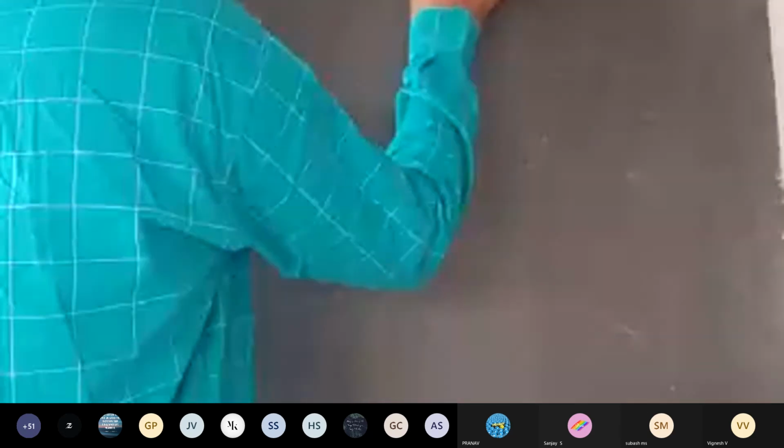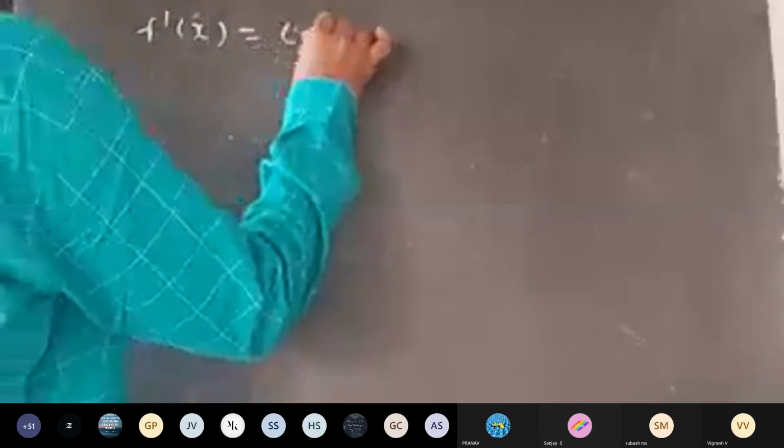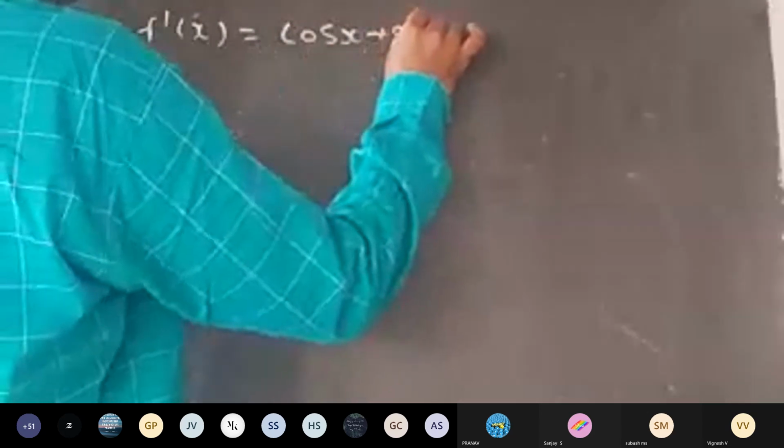So f dash of x is equal to d by dx of sin x, which you can write as cos x. d by dx of cos x, what can you write? Minus sin x. So now here f dash of x is equal to cos x plus sin x.